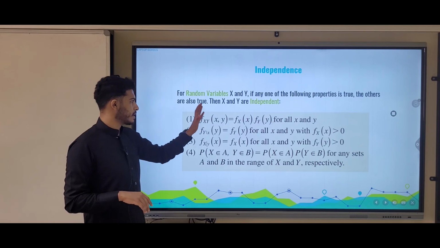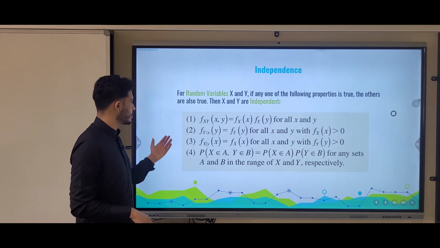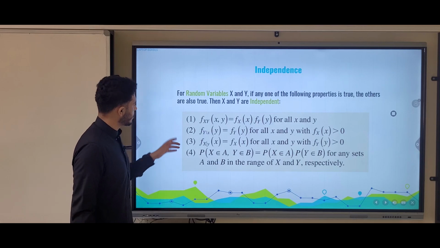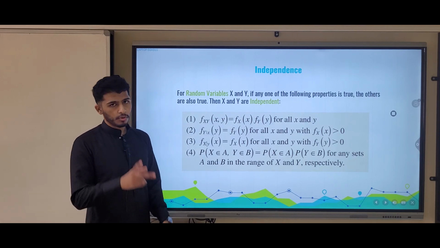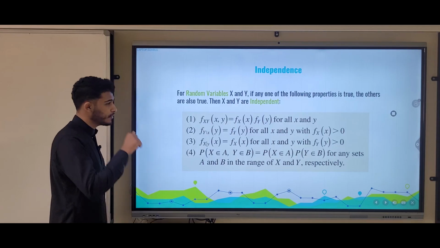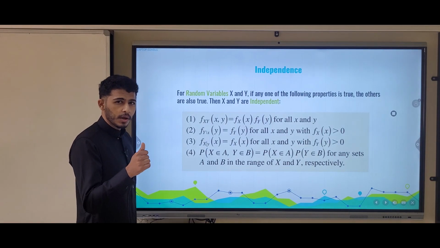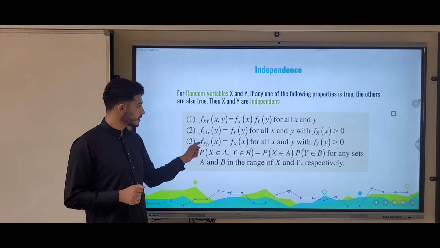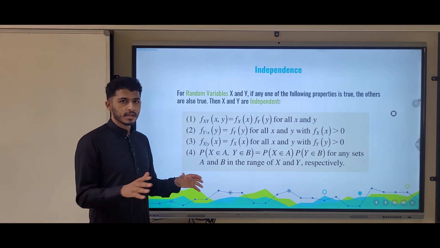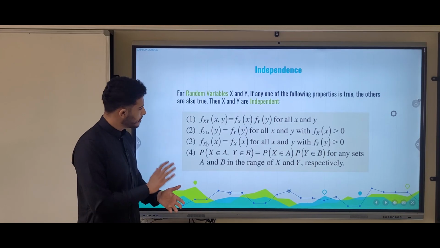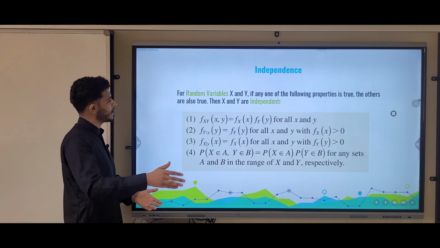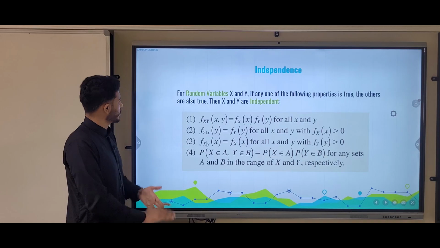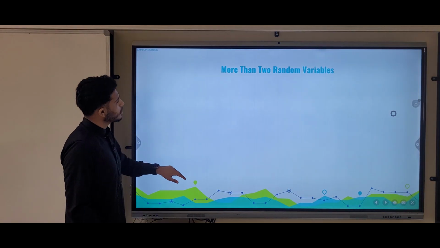If they are true, then there is independence. If they are not true, then you don't have independence. But you have to do it for all values of x and y, so all possible combinations of x and y. But if there is even one combination of x and y that does not satisfy these conditions, you can stop and say that they have dependence between them, or they don't have independence. So yeah, more than 2 random variables.